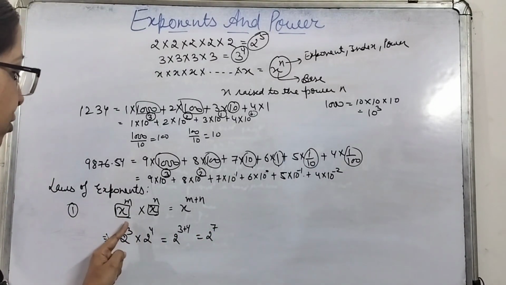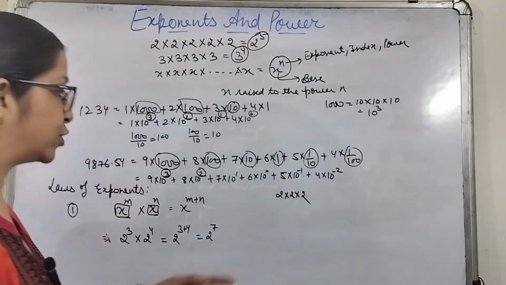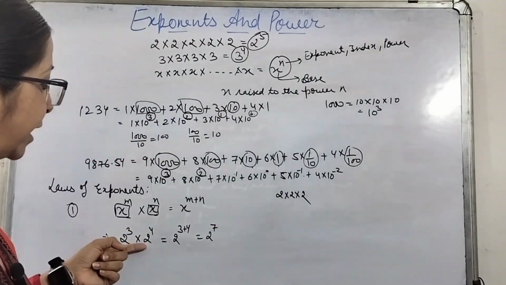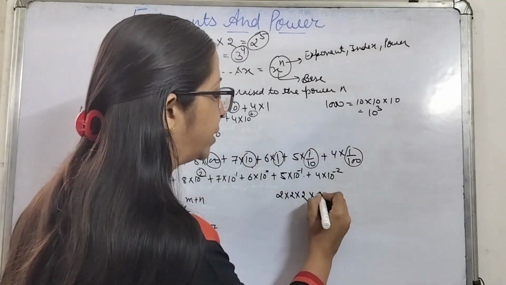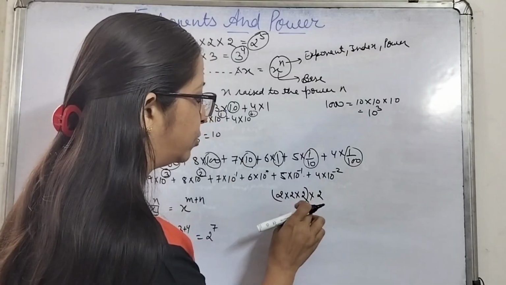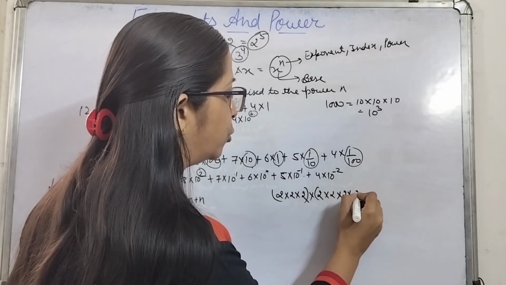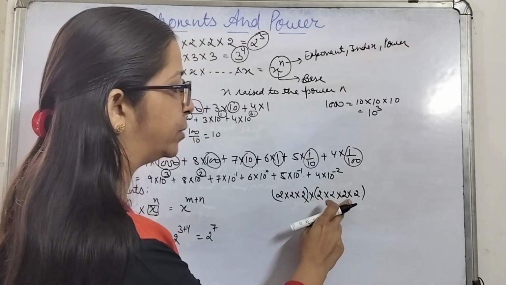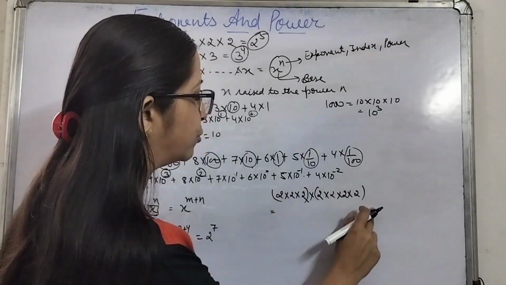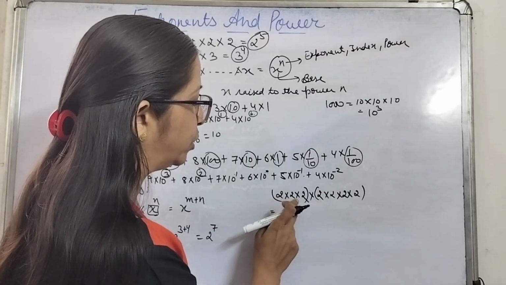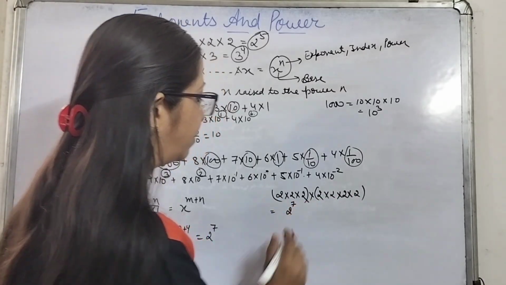See, 2 raised to the power 3 means 2 multiplied by 2 multiplied by 2, multiplied by 2 raised to the power 4, which is 2 multiplied by 2 multiplied by 2 multiplied by 2. So if we are going to solve it, how many 2's are there? 1, 2, 3, 4, 5, 6, 7 are there. So we can write it as 2 raised to the power 7.